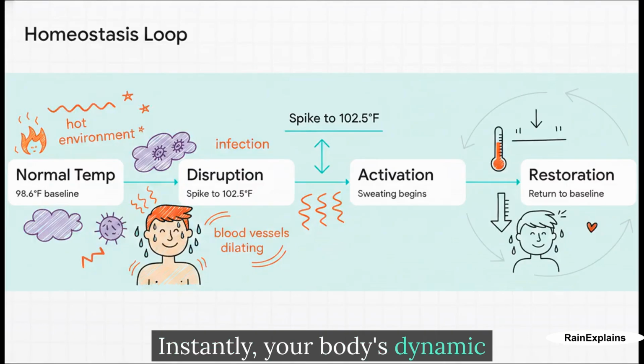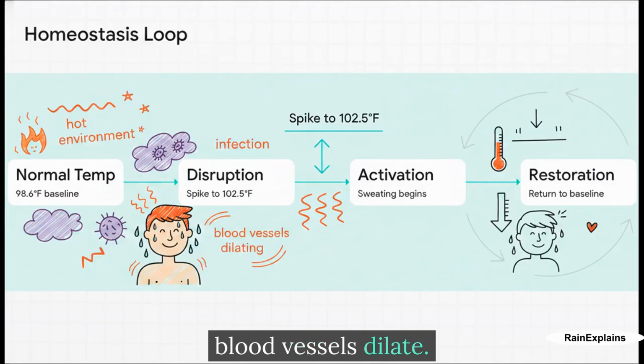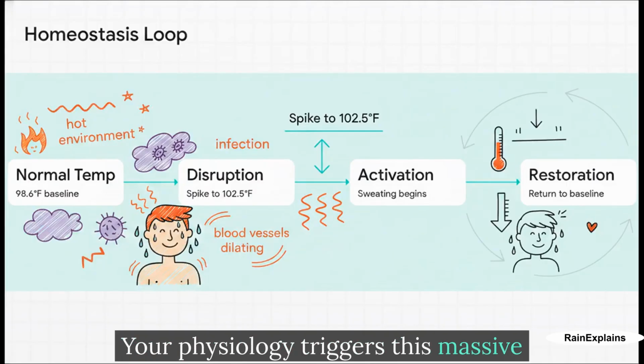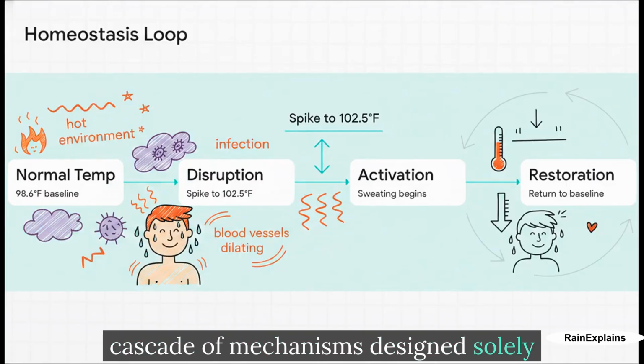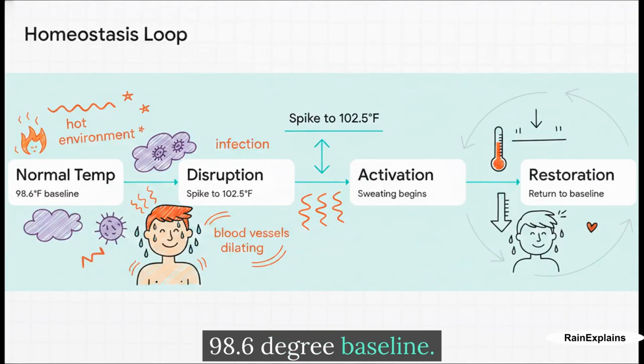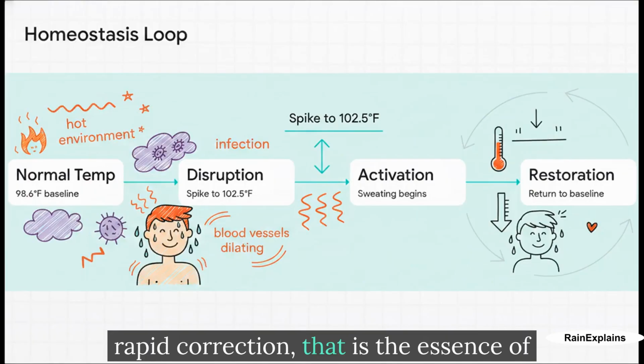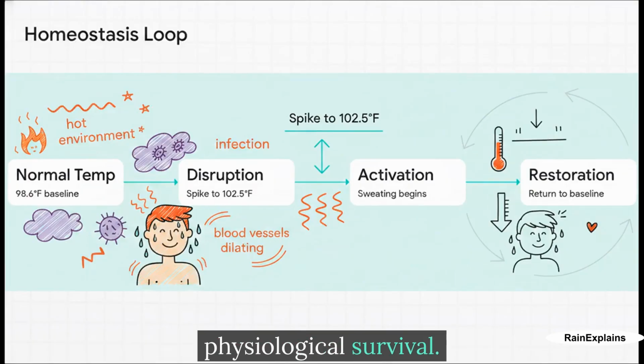Instantly, your body's dynamic machinery kicks into high gear. You start sweating frantically, your blood vessels dilate, your physiology triggers this massive cascade of mechanisms designed solely to dump that heat. And then, relief as it restores that 98.6 degree baseline. This continuous loop of disruption and rapid correction, that is the essence of physiological survival.